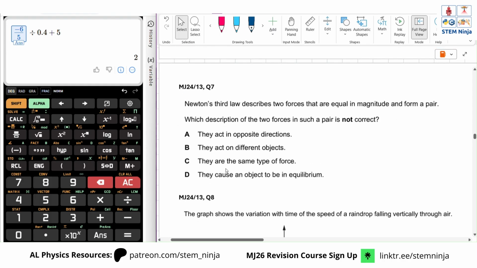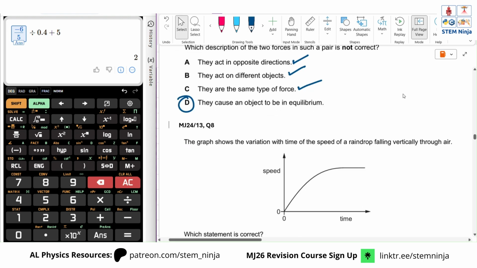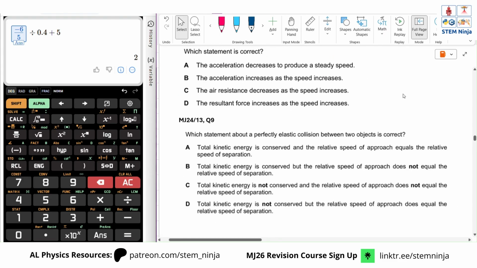All right. Newton's third law describes two forces that are equal in magnitude and form a pair. Which description of the two forces in such a pair is not correct? They act in opposite directions. That is correct. They act on different objects. They have the same type of force. They cause an object to be in equilibrium. That is not correct. Action-reaction pair don't cause that.